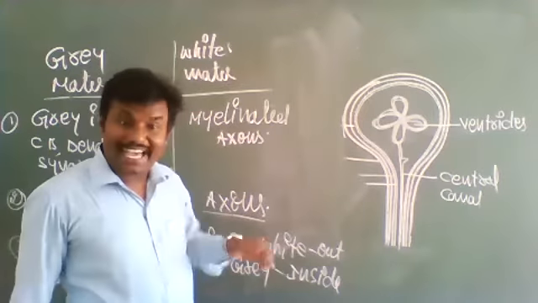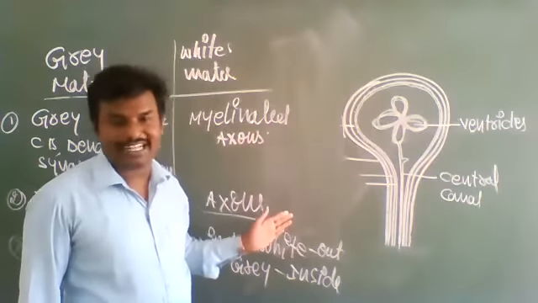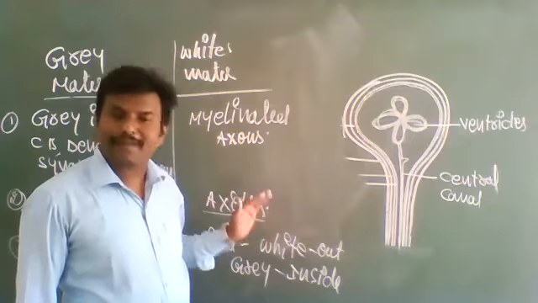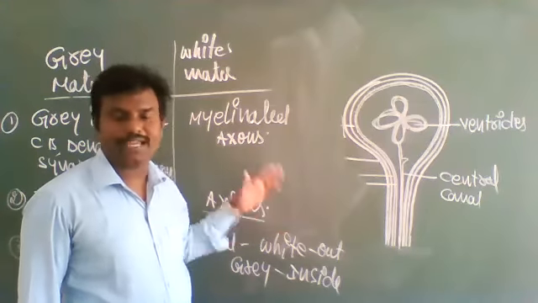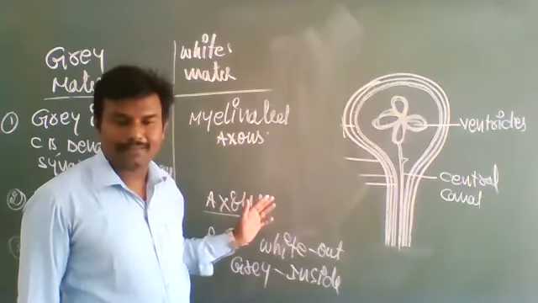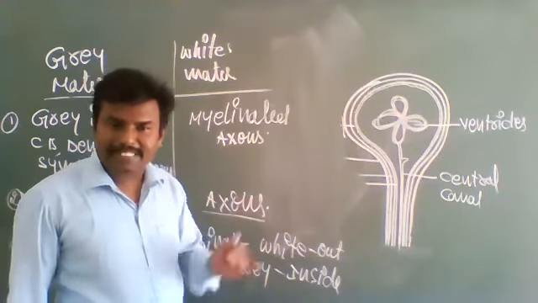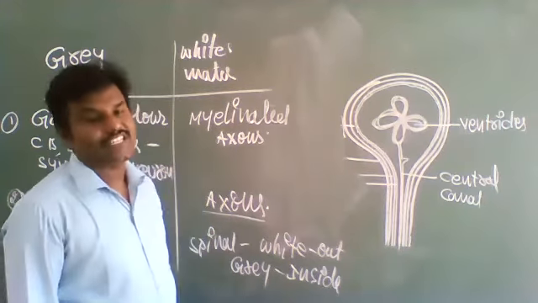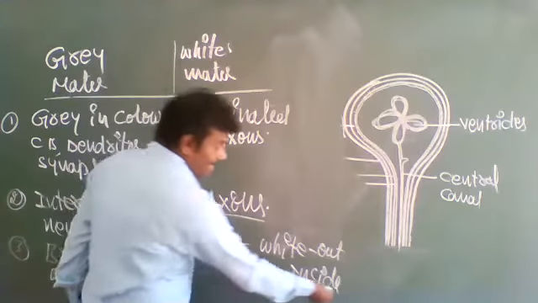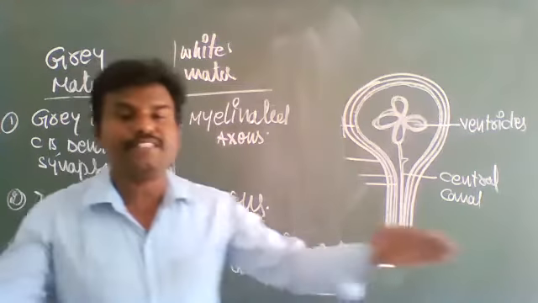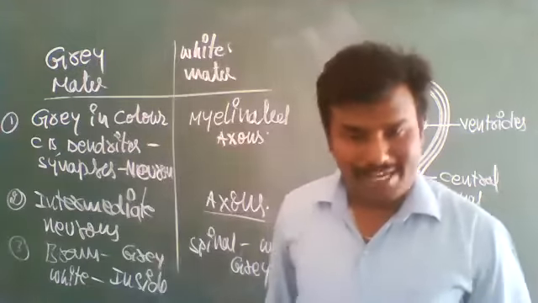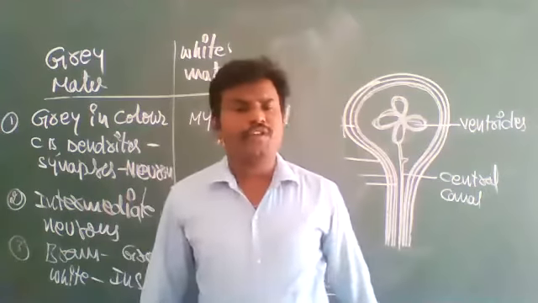In the spinal cord, axons are present on the outer side. That's why myelinated axons are present outside of the spinal cord, and the outer matter looks white. Cell bodies, dendrites, and synapses are present in the deeper parts of the spinal cord. That's why gray matter is inside. This is the difference between gray matter and white matter. Clear information about it.